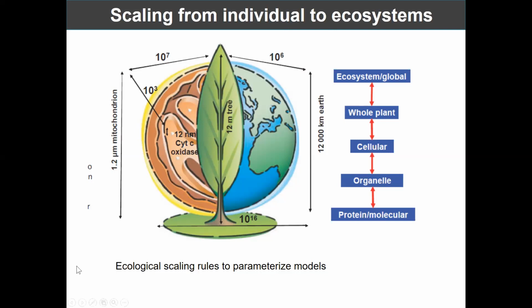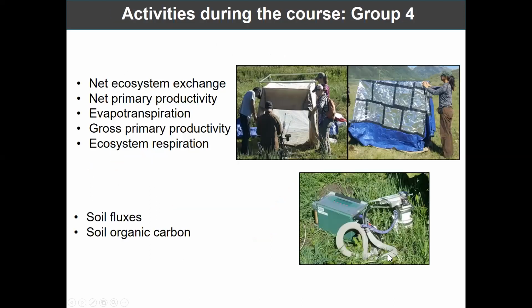There are different ways that we can develop these ecological scaling rules. And I think Brian mentioned one of these, which is the trait driver theory. Also, Sean mentioned something related to metabolic scaling theory. So one of the things we wanted to do in this group 4, in order to develop scaling rules, is measure the fluxes at community level in each plot, but also at the whole plant level. And this is one of the projects we're going to conduct in the course.